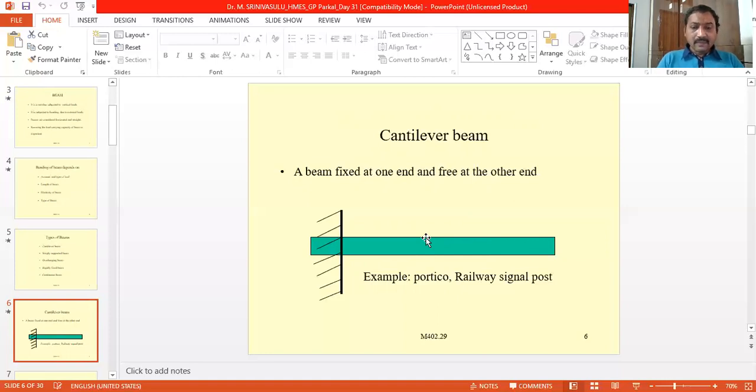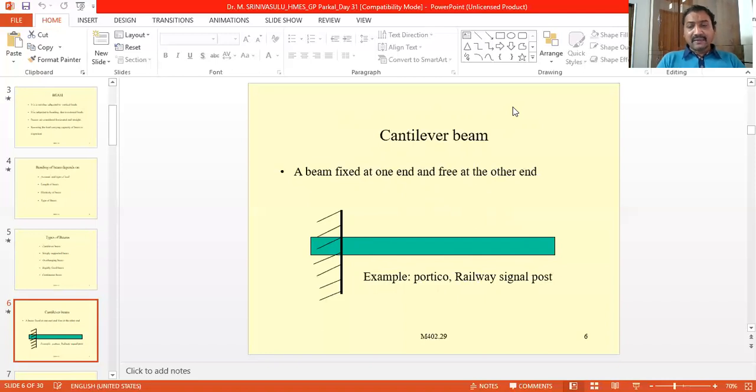And here, this beam is mounted horizontally, and it is subjected to loads vertically. That means the loads are acting at right angles to the axis of the beam. Then this member is called a beam. And now, coming to the cantilever beam.